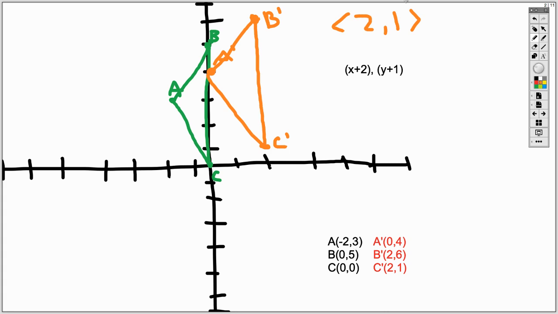And if we do plus 2, minus 2 plus 2 is 0. So this is right. 3 plus 1 is 4. This is right. So this coordinate is valid. You can do the same with B and C. 0 plus 2 is 2. 5 plus 1 is 6. So this coordinate is valid. Then 0 plus 2 does equal 2, and 0 plus 1 equals 1. This is right as well.